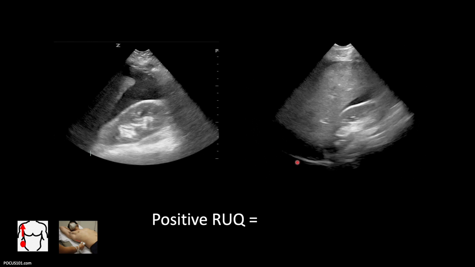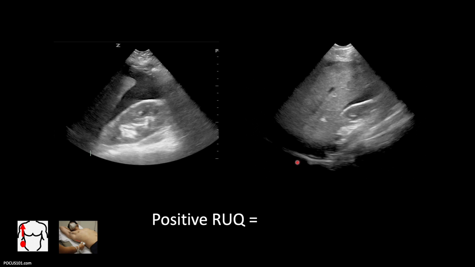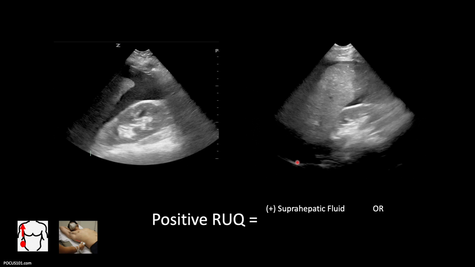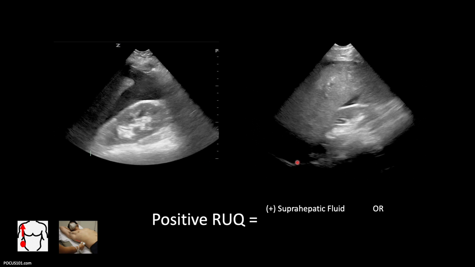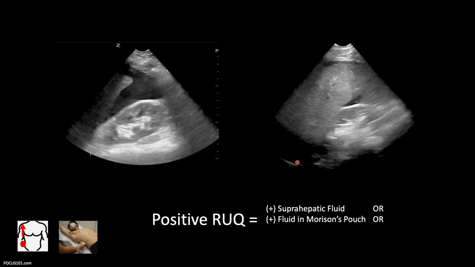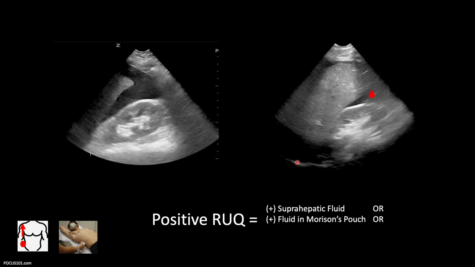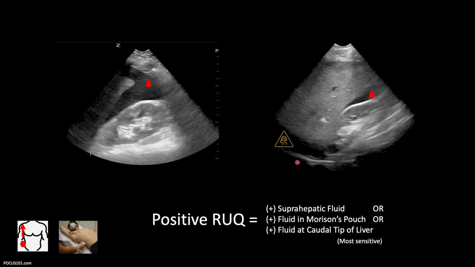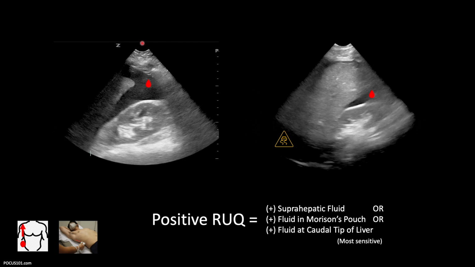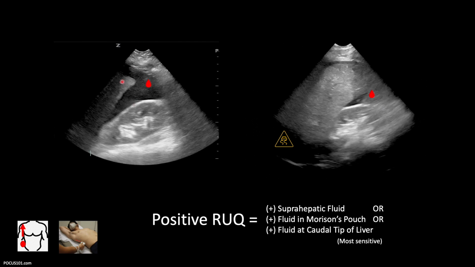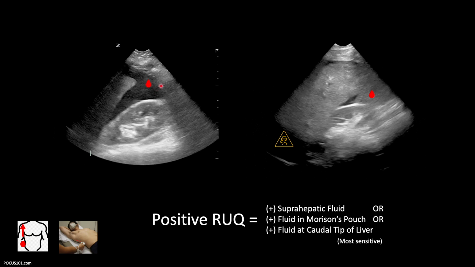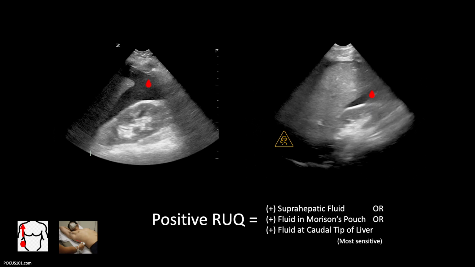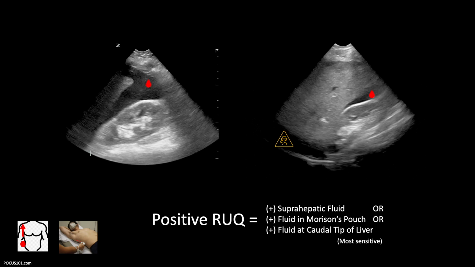So a positive right upper quadrant study can include suprahepatic fluid, fluid that's lying above the liver, below the diaphragm, or it could be fluid in Morison's pouch, which we see here, or it could be fluid at the caudal tip of the liver, which is here. And this is the most sensitive finding, is right here at the inferior tip of the liver. And so that's why it's so important that you visualize this section, and including to the inferior pole of the kidney, before calling a right upper quadrant view negative.